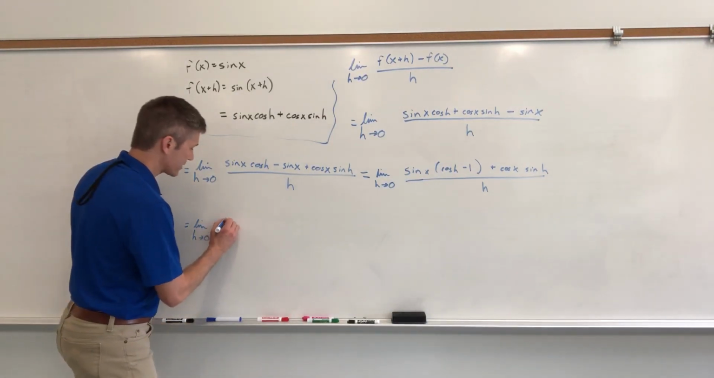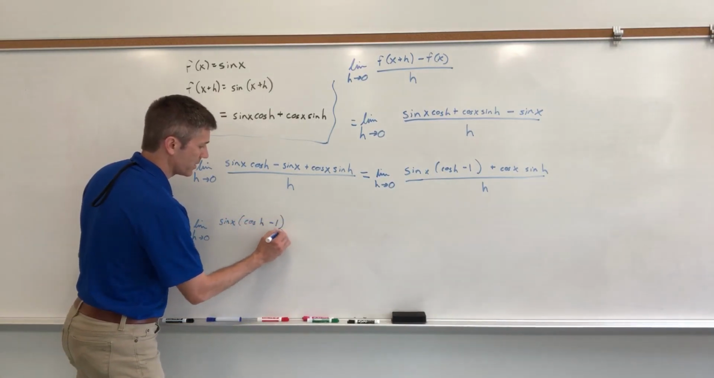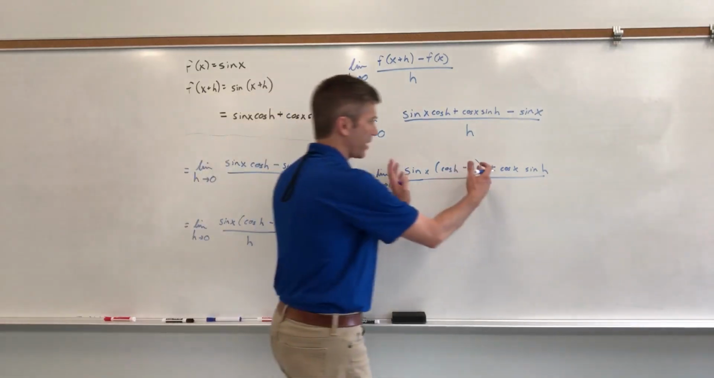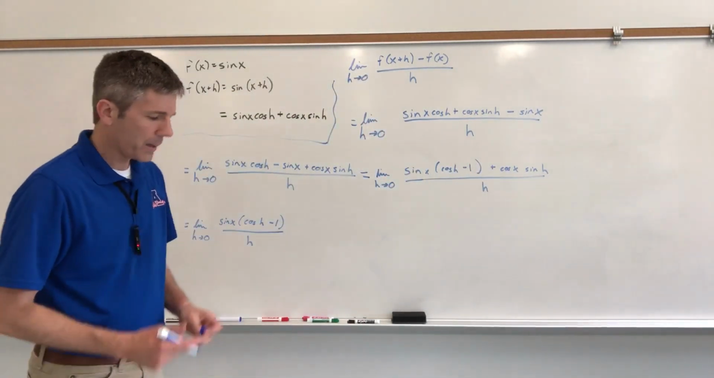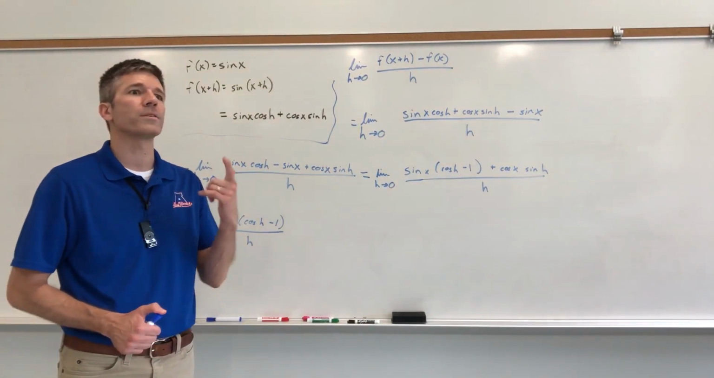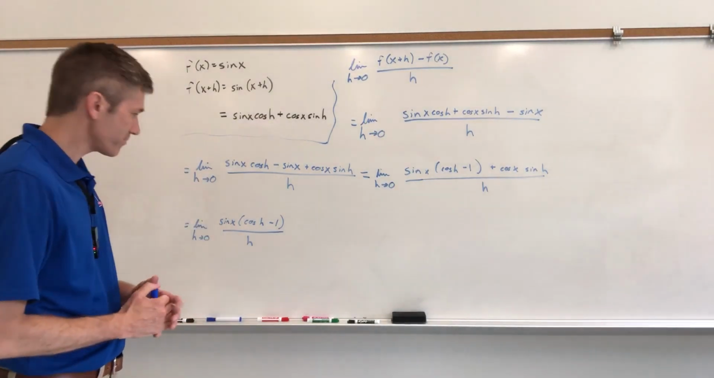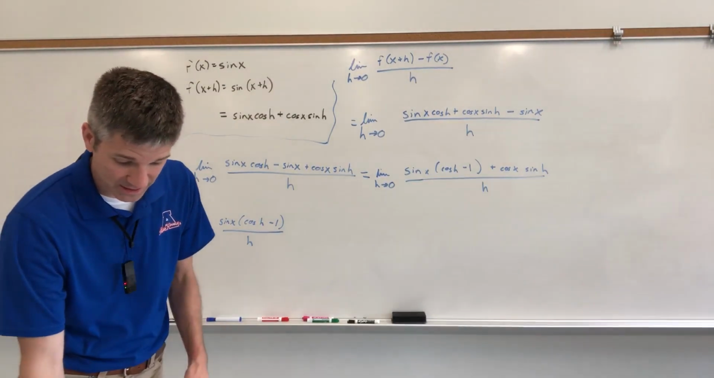So we're going to have sine of x cosine of h minus 1 over h. So here's what I'm really doing. I'm going to take this stuff right here that you may or may not have thought to do, and it's okay if you didn't think of it. But I'm going somewhere with this, and when we go somewhere with this, you're going to say, oh, this is really starting to make sense. Trust me.